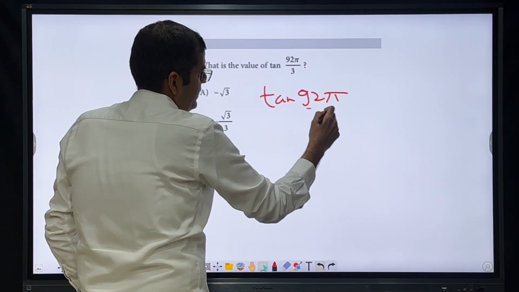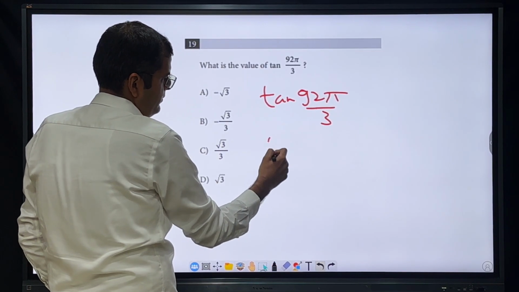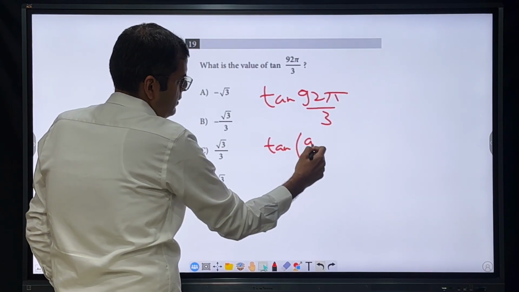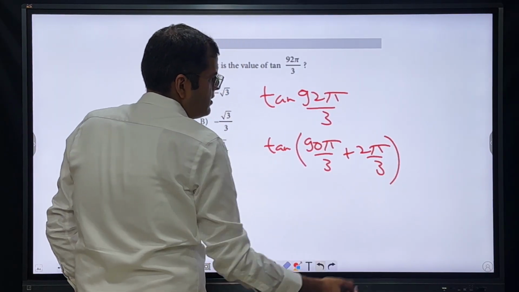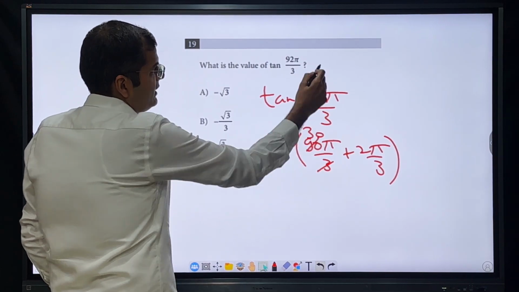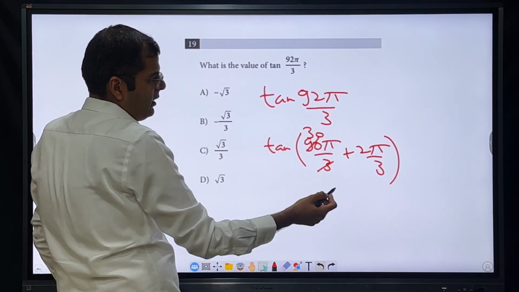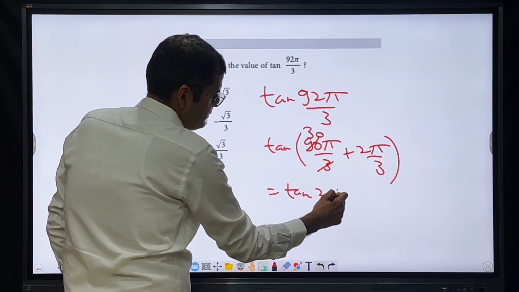Tan of 92 pi by 3. I will write it as tan of 90 pi by 3 plus 2 pi by 3. Okay, 90 pi by 3 is what? 30 pi. Okay, tan of 30 pi plus 2 pi by 3 is same as tan of 2 pi by 3.